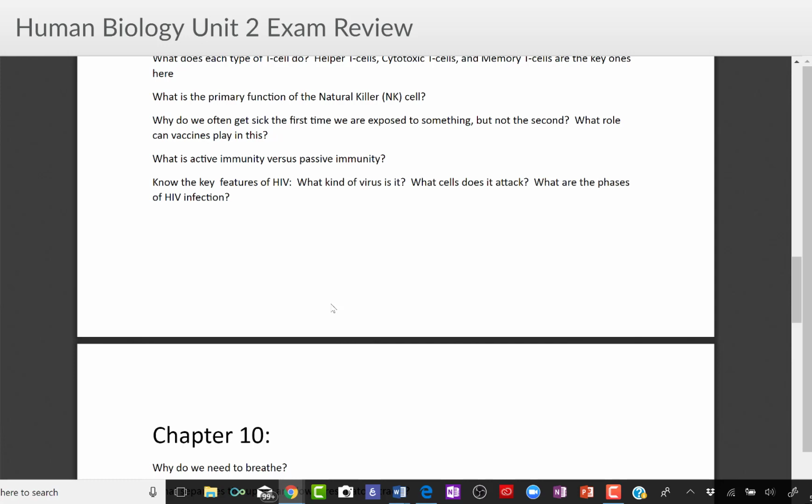So then we have artificially acquired active immunity. That's going to be vaccines. The vaccines have the antigens that your immune system will then develop antibodies and immune cells against, and memory too.